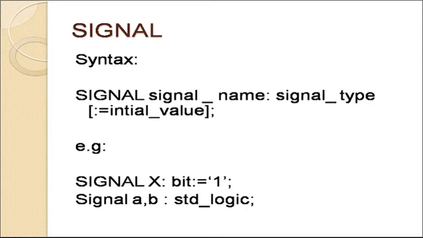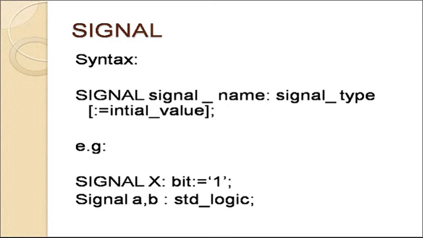Here I want to tell you that bit is a type. Bit is a type of the signal, whereas signal is an object. Similarly, the second example shows signal A, B : std_logic. Here two signals are being declared, identified with the names A and B, and their type is std_logic.